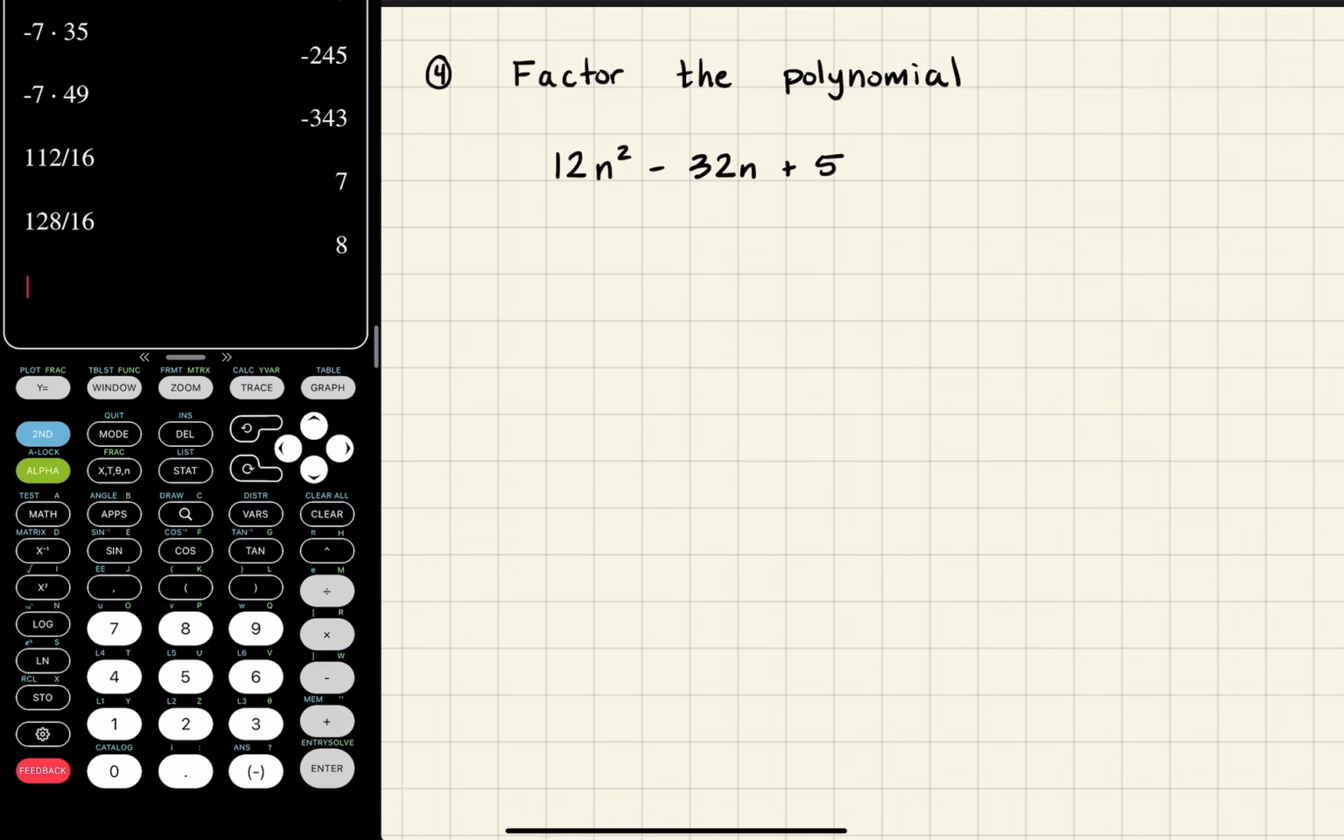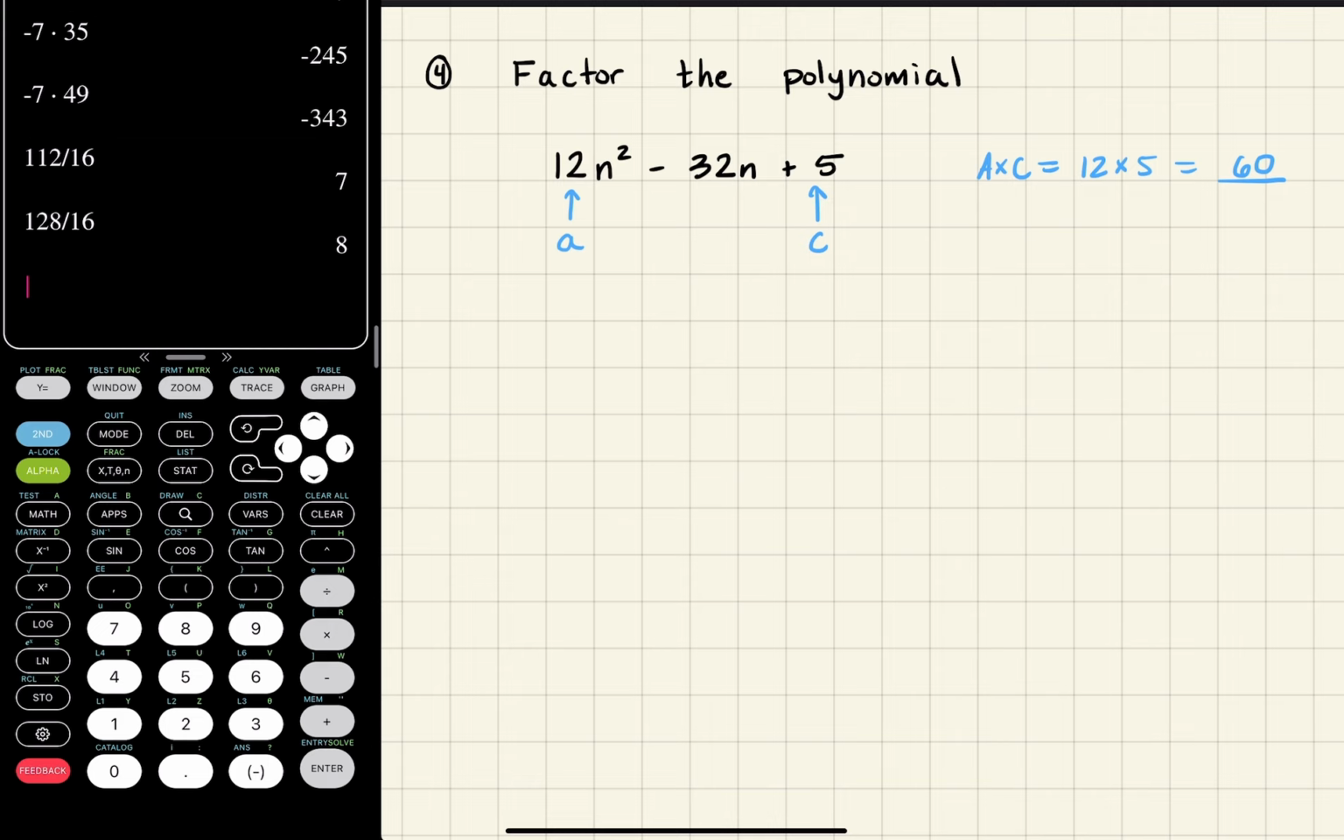Number 4, we're asked to factor the polynomial. This is where we're going to need to know the AC method. And remember, this is A, and this is C. We start the AC method by multiplying A times C, which would be 12 times 5, which is 60.